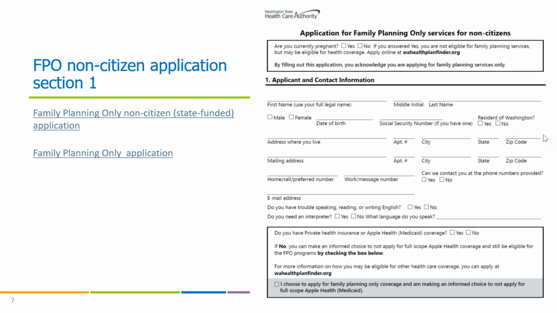Is it secure to email the application? As long as you send it secure, there is a process to send a secure application to us, and we ask that you do that when you do email it to HCA.